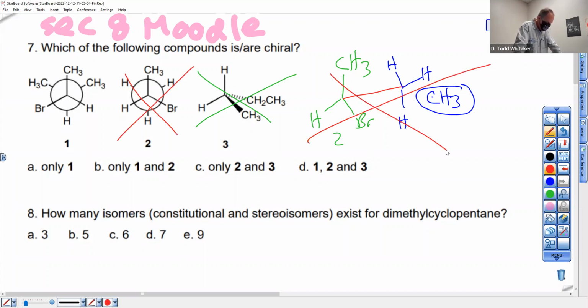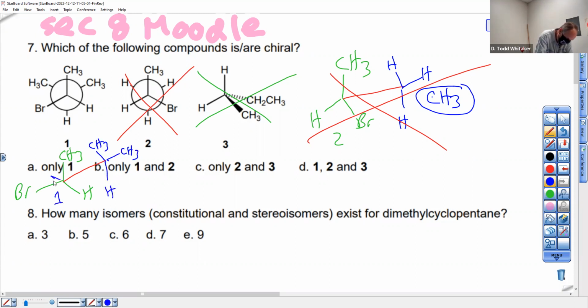And 1 looks good. I'm just going to rewrite 1 here. This is 1, Br, H, CH3. Here's the bond going to the back carbon. Here's the back carbon. CH3, CH3, H, this is number 1. And that is the stereocenter, right?